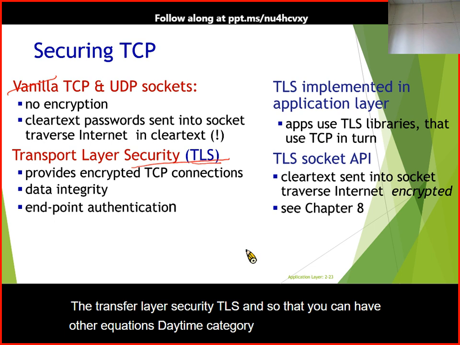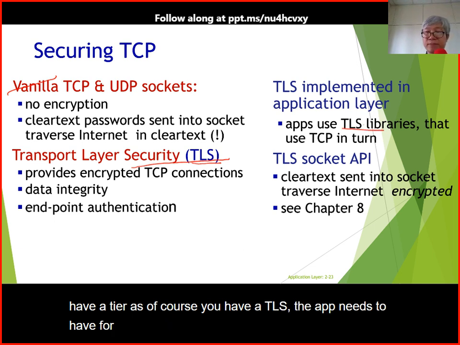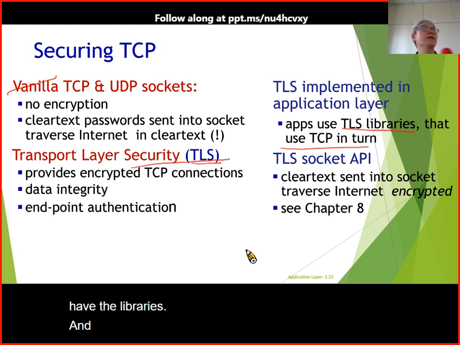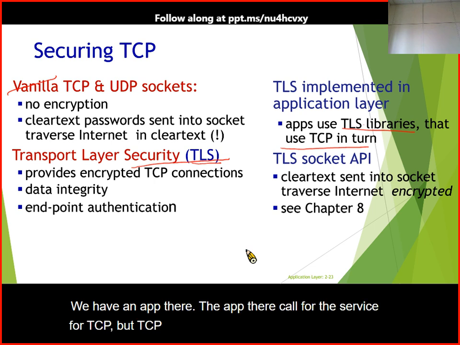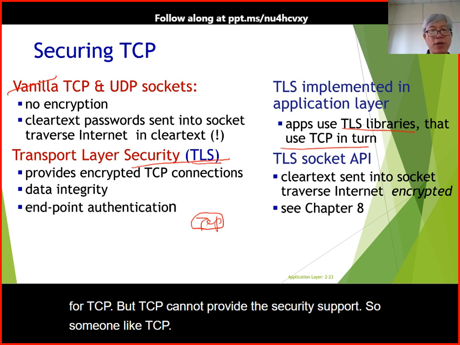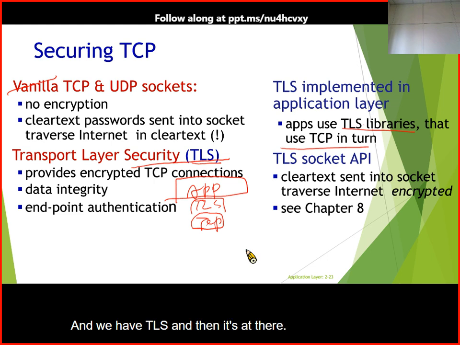to have TLS, of course, the app needs to have the libraries, and the library needs to use TCP. So if you think of an app layer, the app layer calls for the service of TCP, but TCP cannot provide the security support. So we have something like TCP, then TLS, and then the app layer. It sounds like we have some extra protocol above TCP, but still within the transport layer.